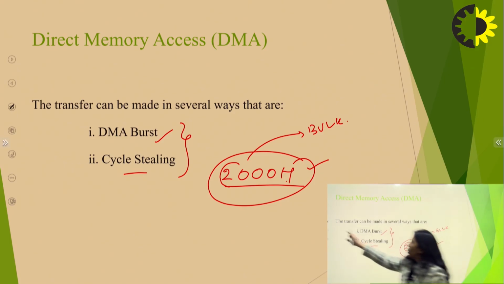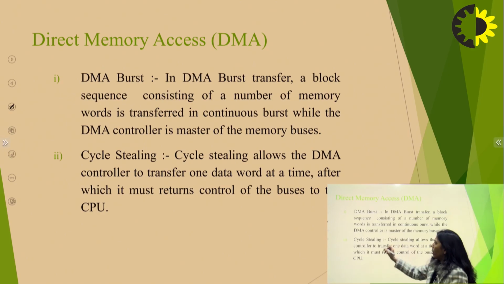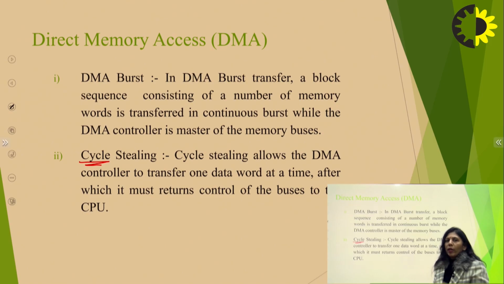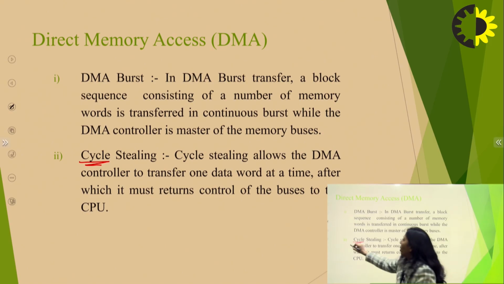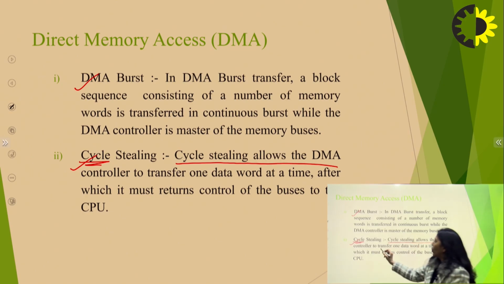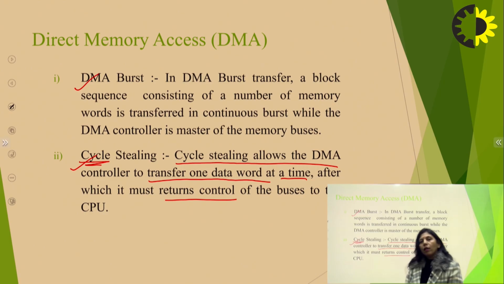In the cycle stealing approach, the data is sent in chunks. First a small amount will be sent, then the CPU will again take control of the buses and perform some tasks. Again, it will transfer all the bus control to the DMA controller once this task is done. So in chunks, the DMA controller steals the cycle time of the CPU, and that is why it is called cycle stealing. In DMA burst, it doesn't steal; it transfers all the data at a time. So you can see that cycle stealing allows the DMA controller to transfer one data word at a time, after which it must return the control of the buses to the CPU.